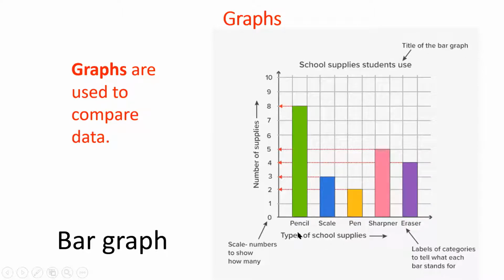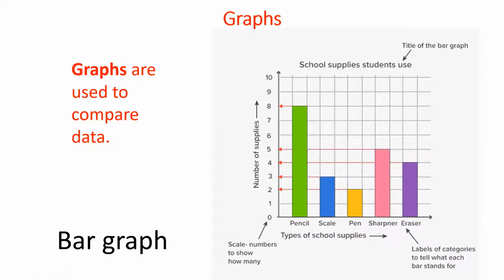So what are the supplies provided by the school? They are pencil, scale, pen, sharpener and eraser. In the y-axis, you have the number of supplies used by the students. If you look here, the numbers are marked at equal distance. So when you draw a graph, you have to keep note of that.